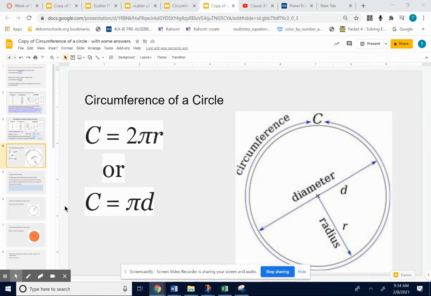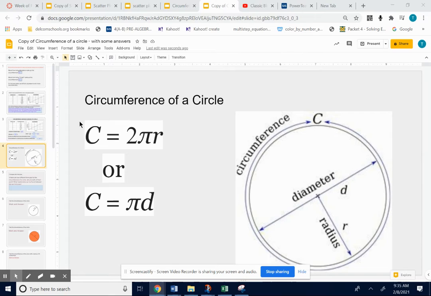Okay, so slide 4, we have some formulas for the circumference of a circle. That 3.14 we kept getting on the previous slide is the approximation of pi. I like the second formula better, guys. Circumference is equal to pi times diameter. Circumference is equal to 3.14 times diameter, because pi is approximately 3.14.